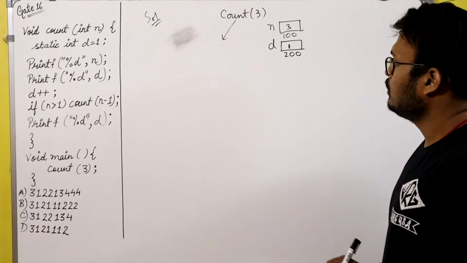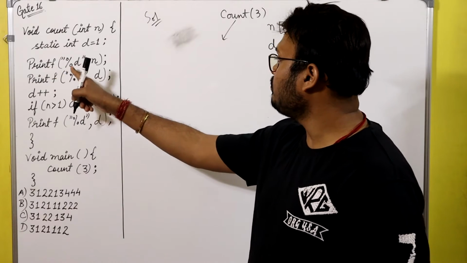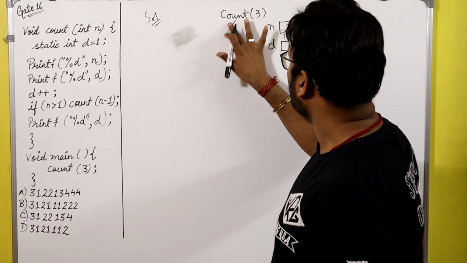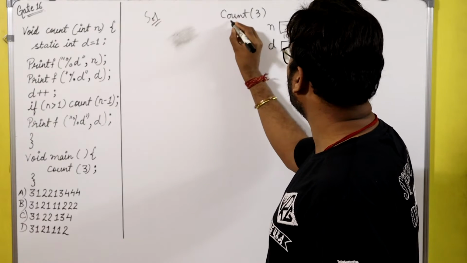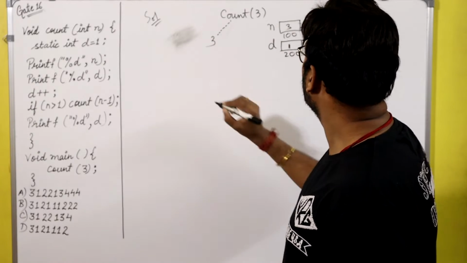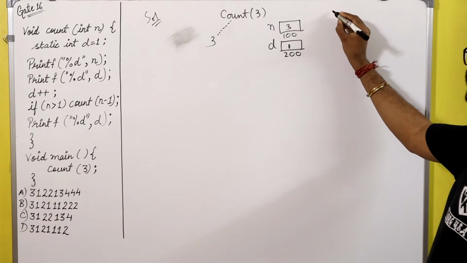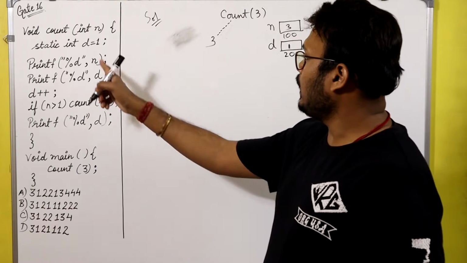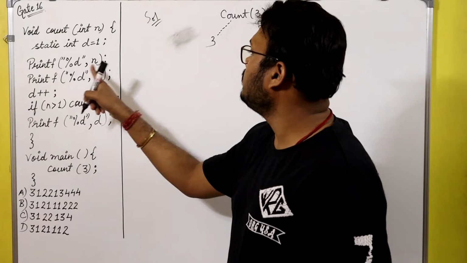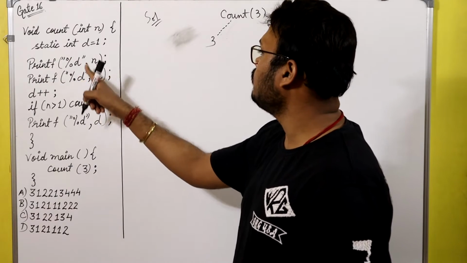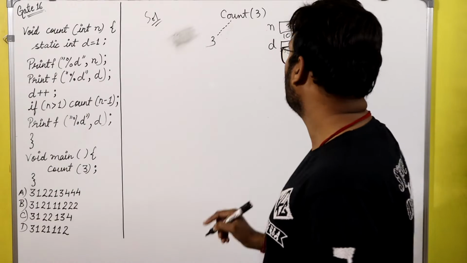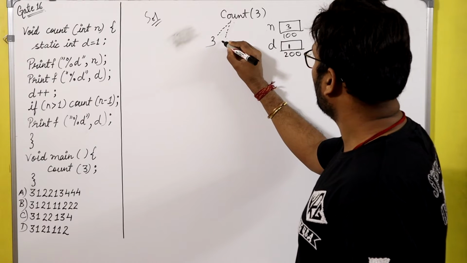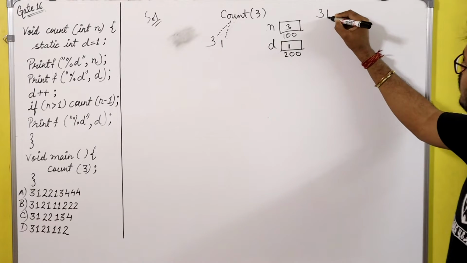Now what's happening? printf %d of n. Whatever the value of n, that will be printed. So 3 will be printed. Let me write here the output: 3 is printed. After that, printf %d of d. Now the value 1 will be printed. So 1 is printed.